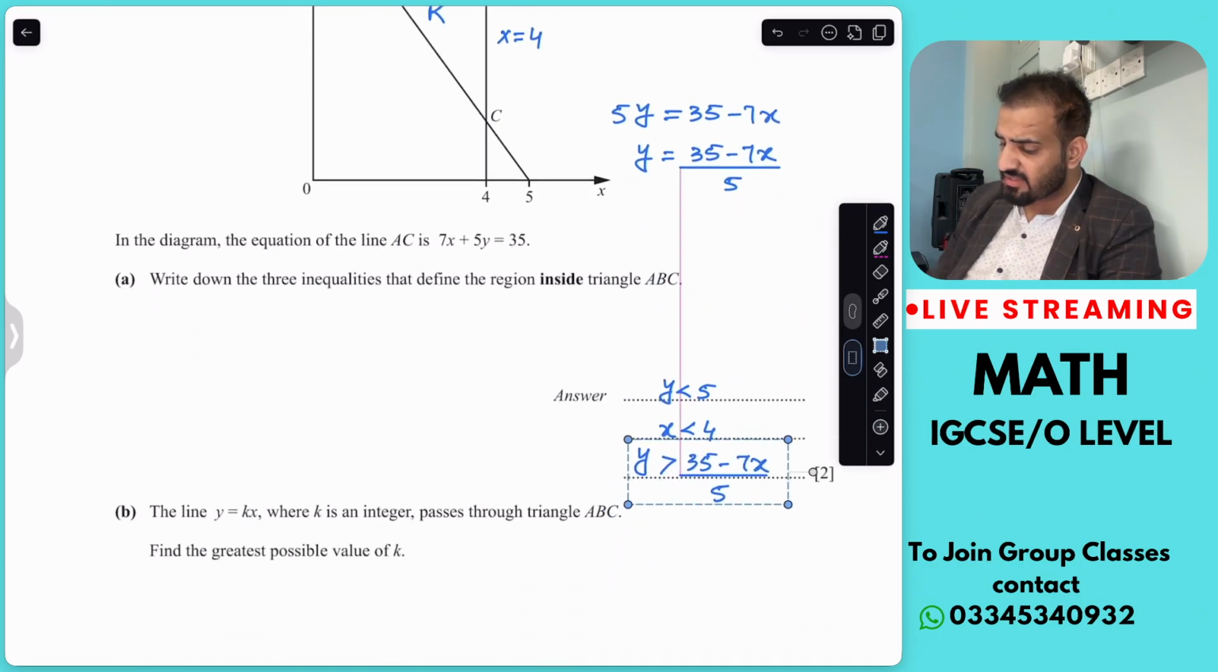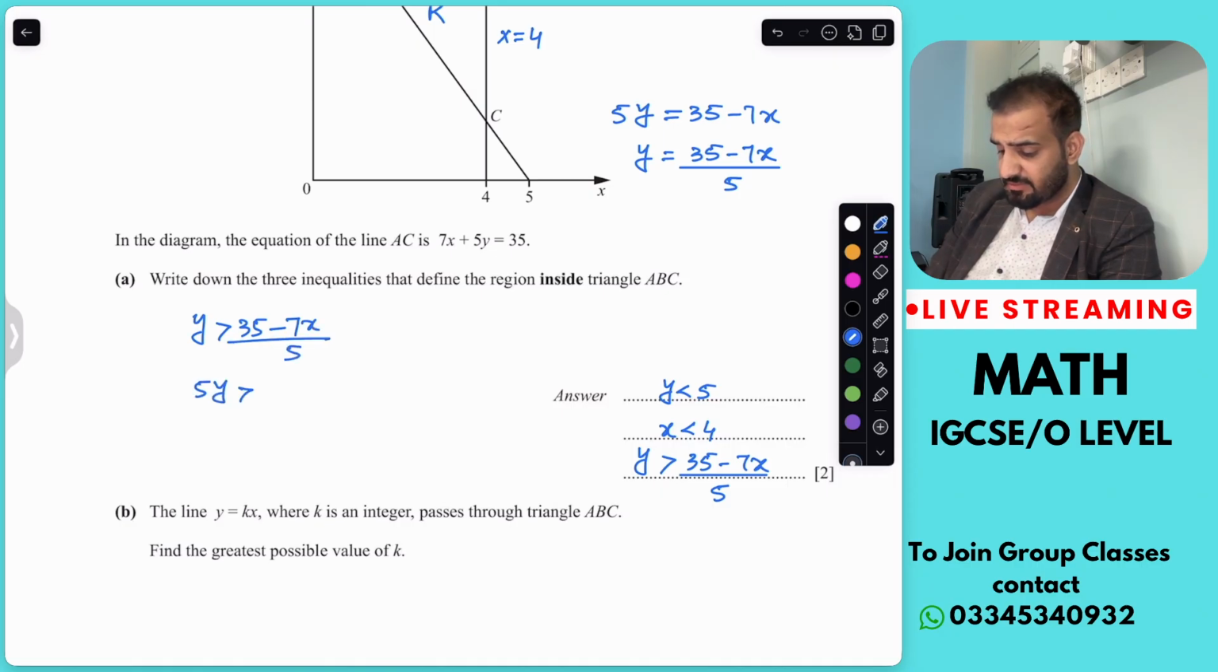You can give the answer in so many forms. Either you can multiply this 5 on the other side. So this will become y greater than (35 minus 7x) over 5. Bring 5 on the other side, and also bring 7x on the other side. So 5y plus 7x is greater than 35. Or you can give this as the final answer, okay?